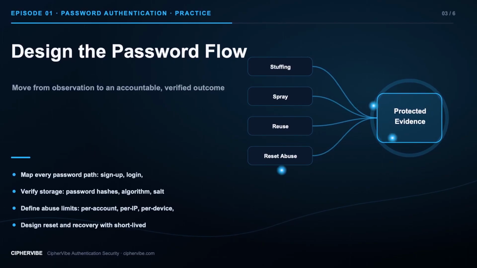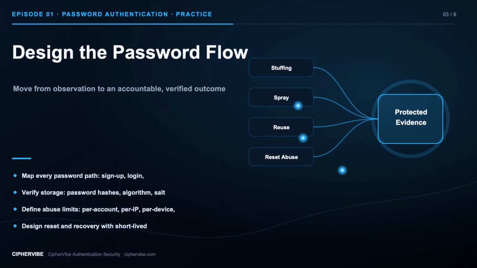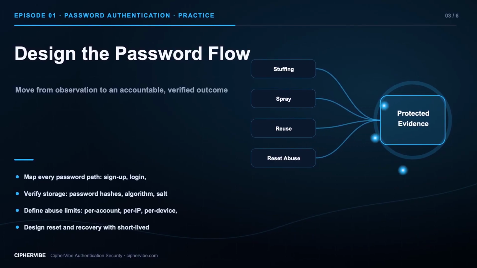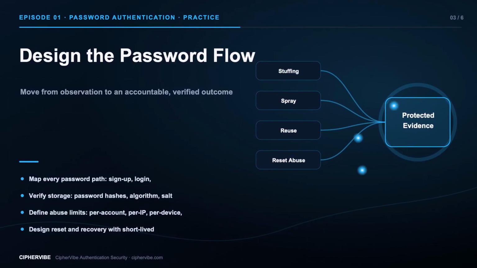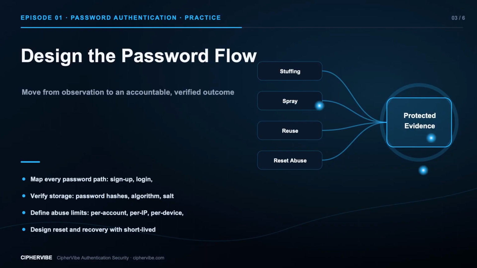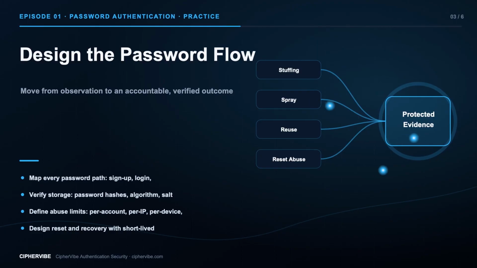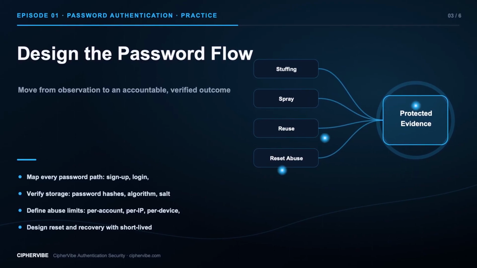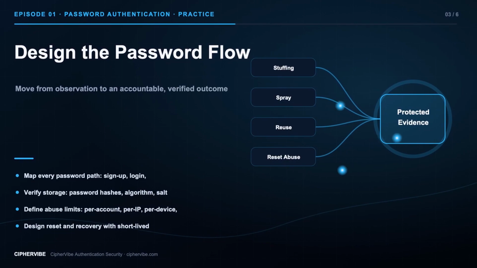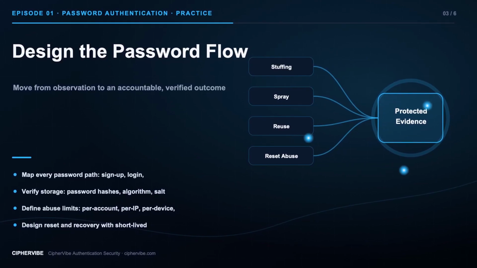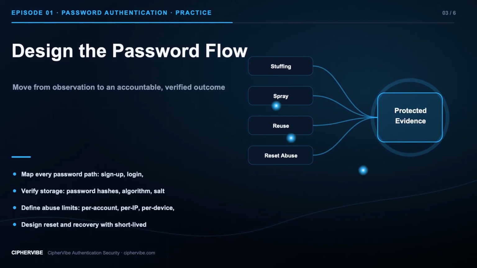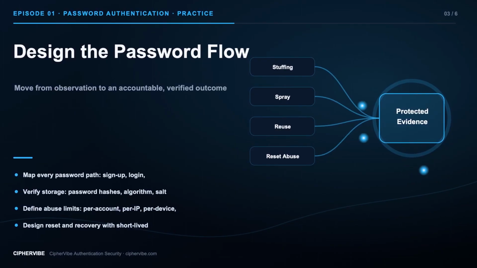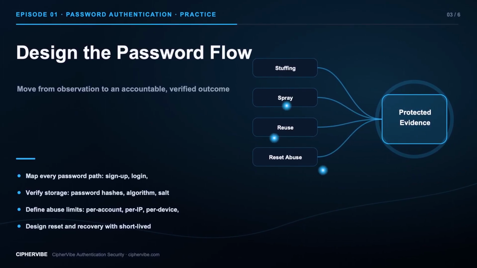Fourth, design reset and recovery with short-lived tokens, single use, step up where possible, session revocation after change, and logs that link recovery to later actions. Fifth, connect password events to detection: login failures, success after many failures, new device, impossible travel, reset burst, password change, and sensitive action after login. Sixth, test the full lifecycle with normal login, bad password, lockout, reset, expired link, reuse token, password manager flows, MFA enrollment, and emergency revocation.